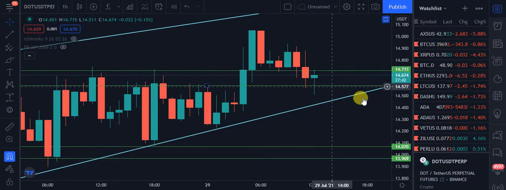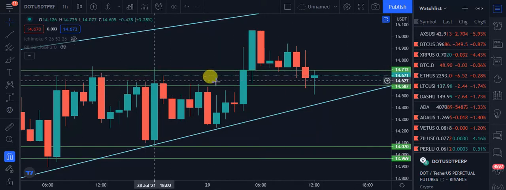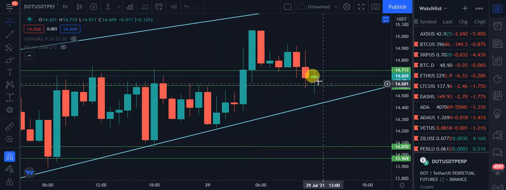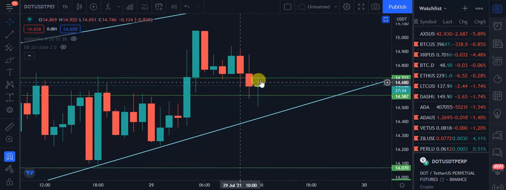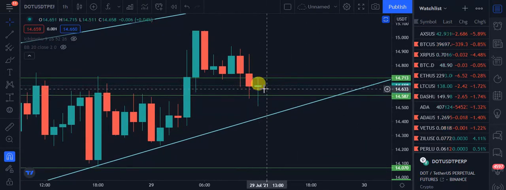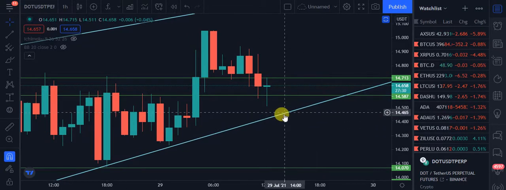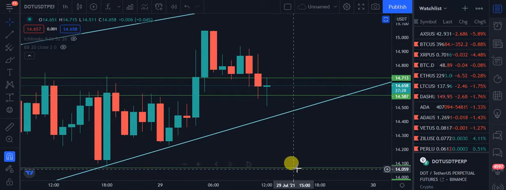So what we are going to do here is to chill, because this particular level is a very strong level. If this support and resistance level is broken, do you understand, that means you might be seeing the price coming to break this trend line and coming to this particular $14 region.